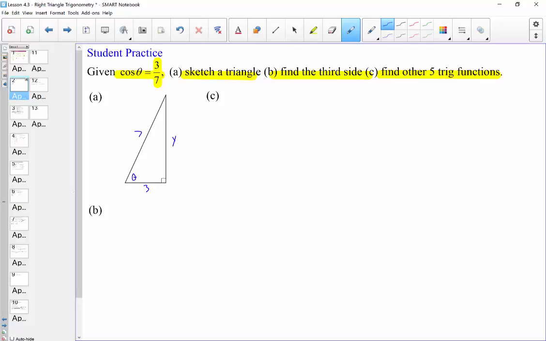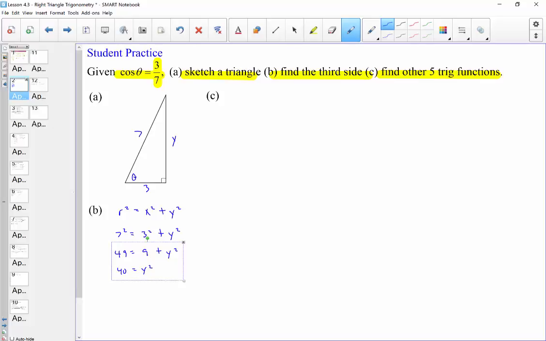So we're going to use the Pythagorean theorem, r squared equals x squared plus y squared. And we know that r equals 7, which is the hypotenuse. So 7 squared equals x squared, and x equals 3, so 3 squared, plus y squared. 7 squared is 49, 3 squared is 9, plus y squared. So subtract 9 from both sides, we get 40 equals y squared.